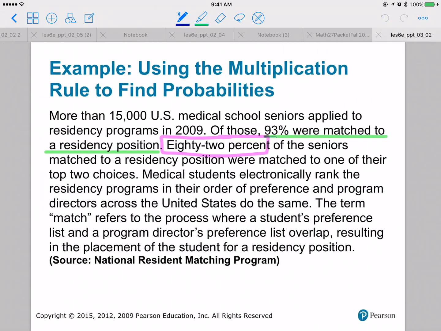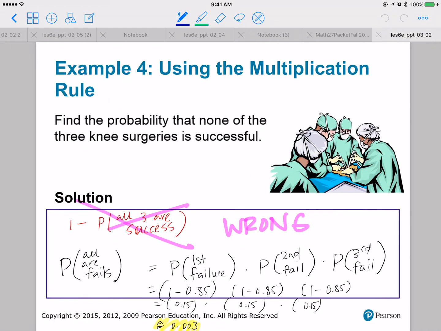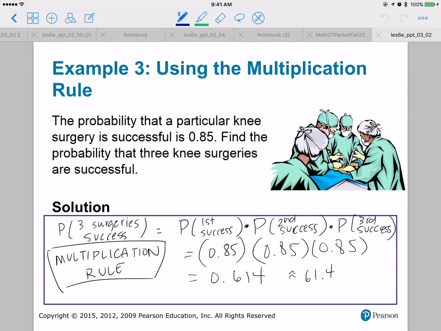So notice that this business right here of the probability that a particular knee surgery is successful, this is what type of probability? Remember, we've got three types of probability. This is going to be an empirical probability. So let's write that down. Empirical probability.